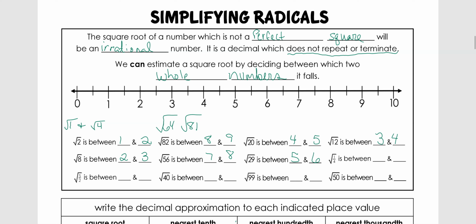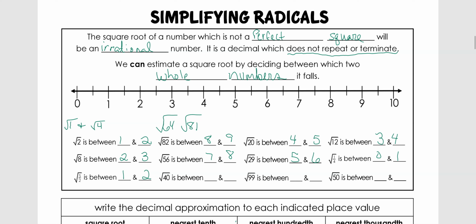Now sometimes it will ask us for the square root of a non-whole number. So 1/4, the square root of 1/4 is 1/2. But we know that 1/4 is between 0 and 1. 0 squared is 0 and 1 squared is 1. So it's between 0 and 1. Same for 5/2. 5/2 is 2.5. So it's going to be more than 1 and less than 2.